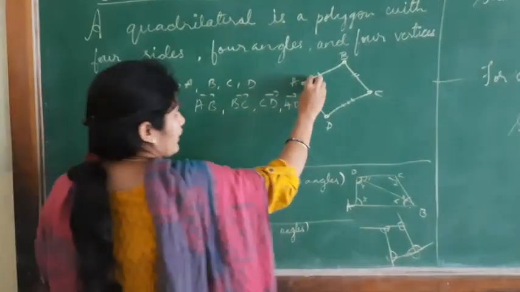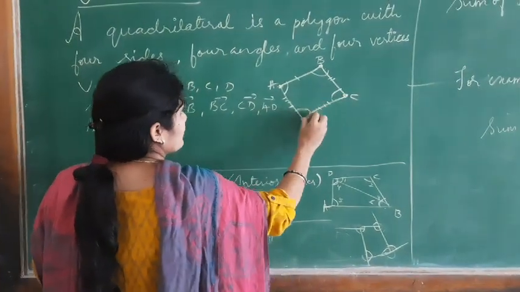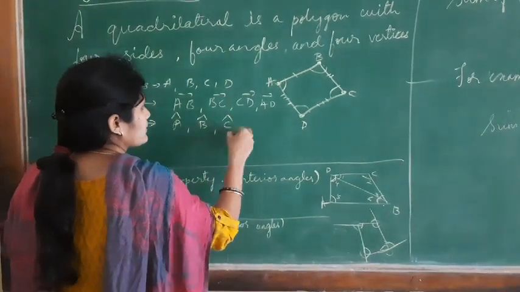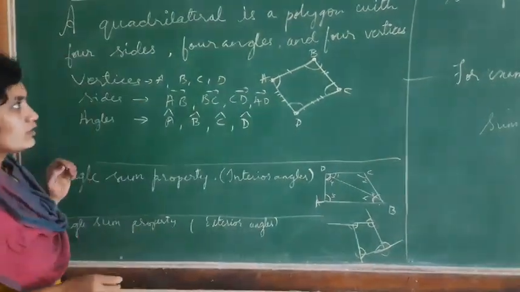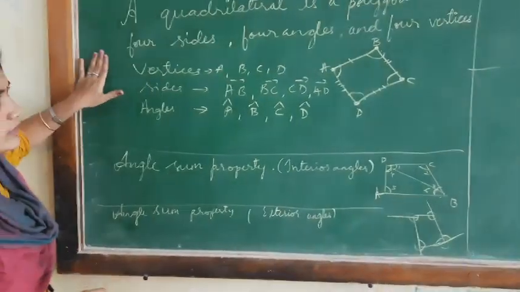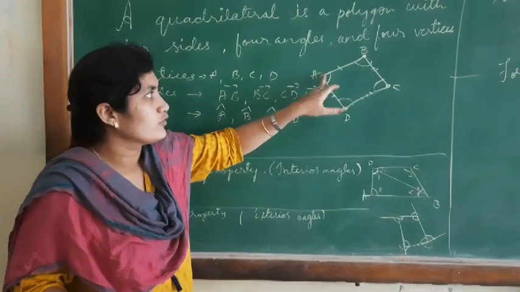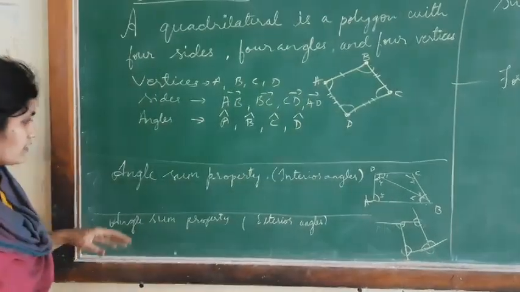4 angles A, B, C, D. Angle A, angle B, angle C, angle D. So this is the property of a quadrilateral. A quadrilateral is a polygon with 4 vertices, 4 angles and 4 sides.